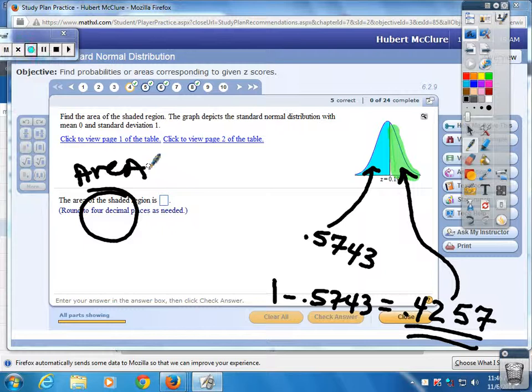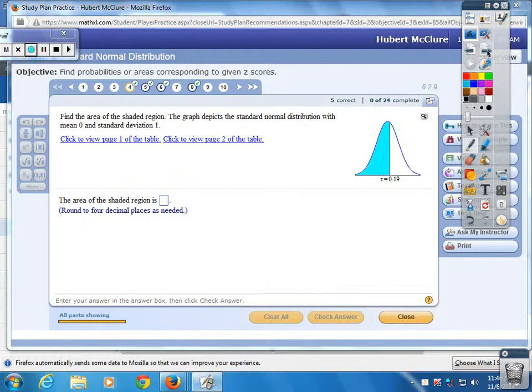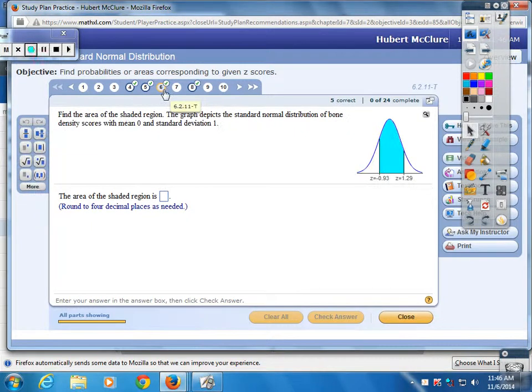All right, let's try another. It's 5743, right? Yeah. Not that one yet. All right, try this one. I'll let y'all do this one.